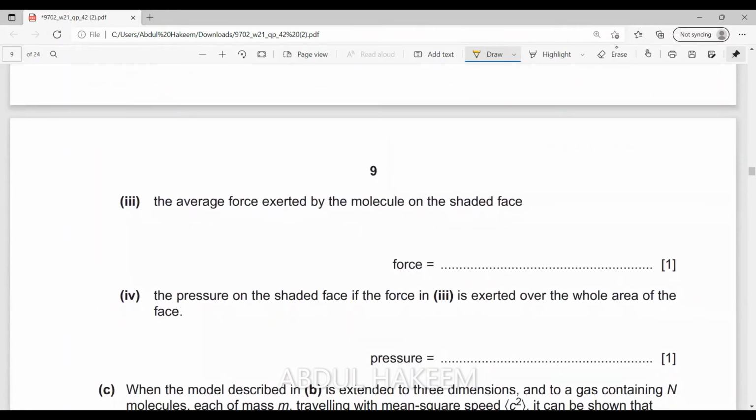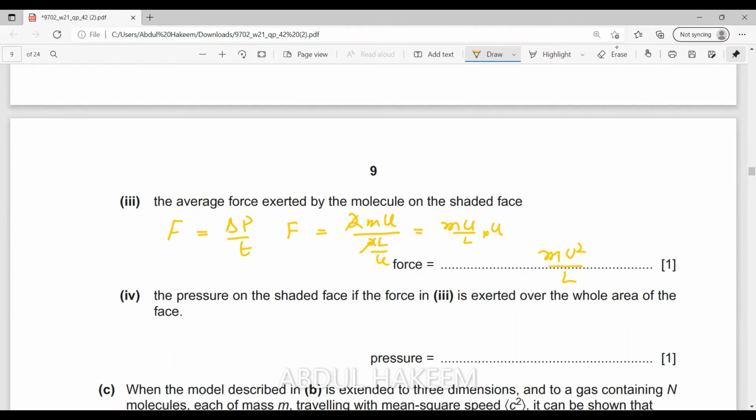And the next, the average force exerted by a single molecule. Force is equal to change in momentum divided by time. F is equal to 2mu divided by the time, which is 2L over u. This 2 cancels. So we can write mu over L times u. Hence the answer is mu squared over L.